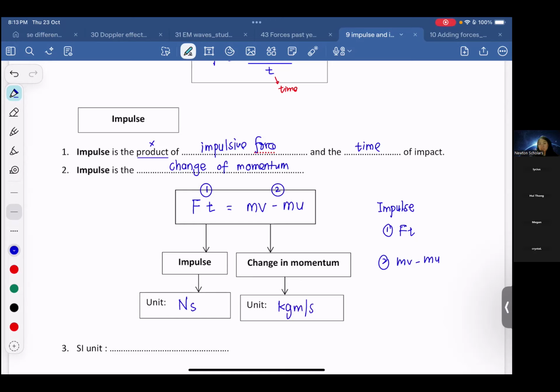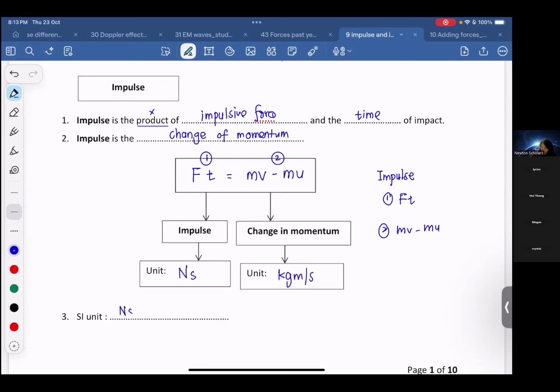So in studying physics, we are studying smart, okay? Don't try to memorize. If you memorize, you will kill a lot of brain cells. But from the formula, we can know the unit. Okay, so for the SI unit, we can write Ns or we can write kg meter per second. Very good.